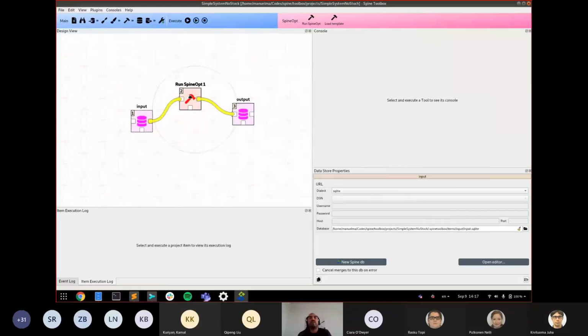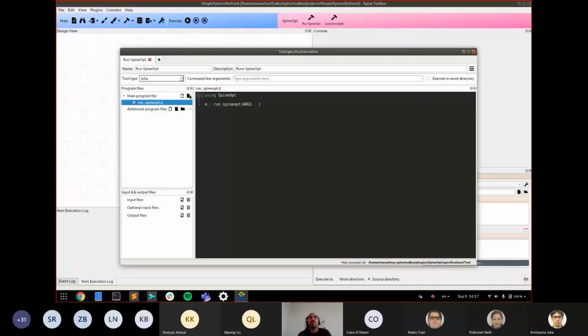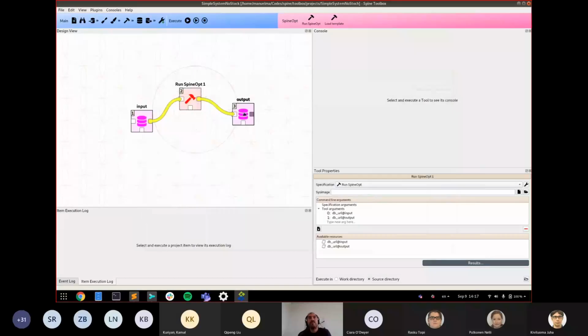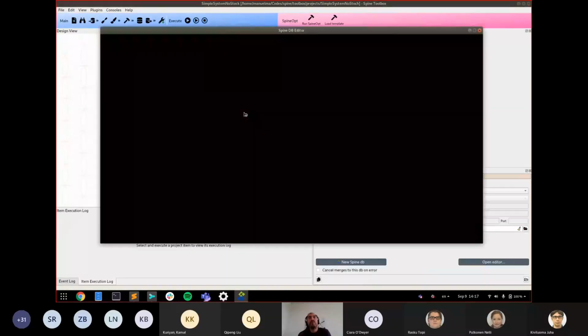The script that runs SpineOpt on this database is pretty simple. We just import a Julia package where we have developed all the code that we need to build an optimization problem from the data and solve it. And this is the instruction that's doing exactly that. I won't run it, but I will show you the results from a previous run, which are here.